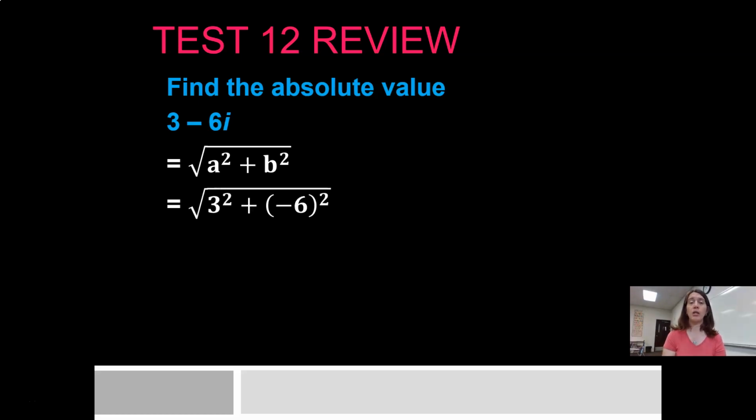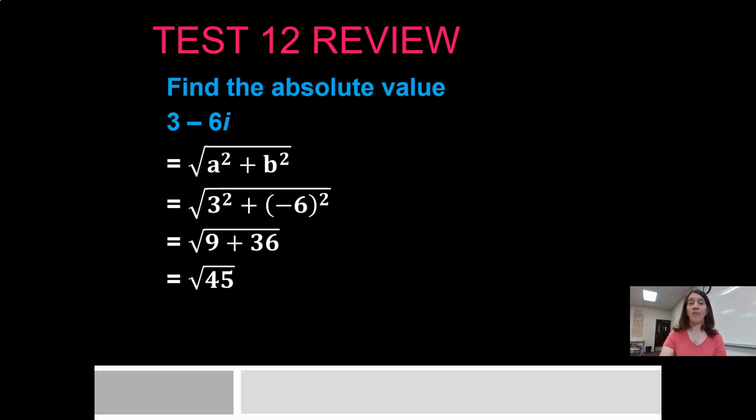So I did 3 squared plus negative 6 squared. 3 squared gave me 9, negative 6 squared was 36, 9 plus 36 was 45. When we did these absolute value questions before, and I would like you to do the same thing on the test, we did not give our answer as a decimal because we want the exact distance. But what I have here is a square root that does simplify.